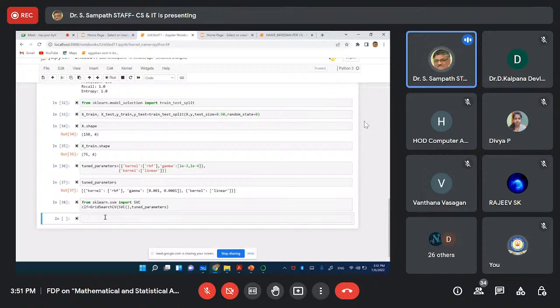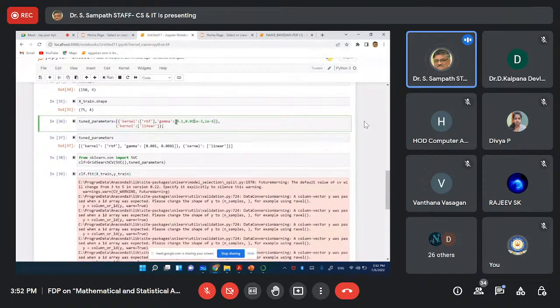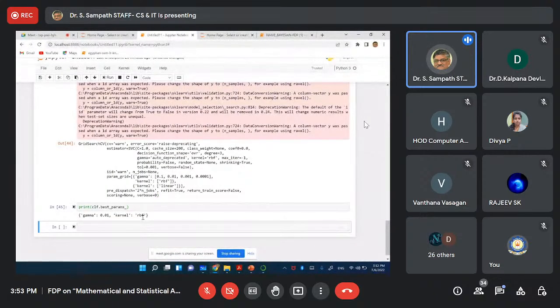Now I have to fit. So I will be fitting this using clf.fit. I will be fitting using train, X_train comma y_train. So let me run this and let us see what happens. Then I will have a set of values. When I run this, it goes like that. Now when I execute this, I am getting 0.01 as the best answer.